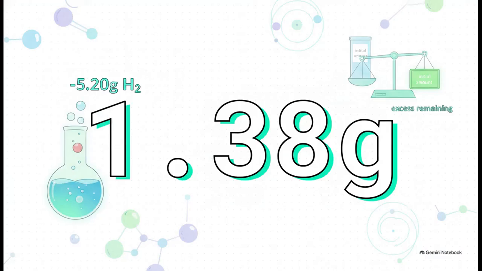So now we just breeze right into step 2. By simply subtracting the 5.20 grams of hydrogen that actually reacted from the initial amount of hydrogen we started with, boom, we find that exactly 1.38 grams of hydrogen gas are left over. And there you have it. That is your excess remaining amount.